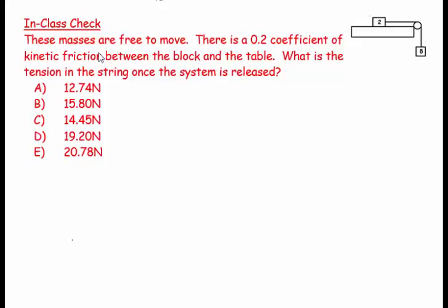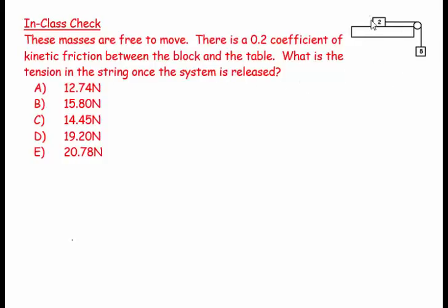Welcome. So this question says these masses are free to move. We have a 2 kilogram mass and an 8 kilogram mass connected by a piece of string. They pass over a massless, frictionless pulley, so they don't affect the problem. There is a 0.2 coefficient of kinetic friction between the block and the table. So there's some friction here, not a lot, but there is some. What is the tension in the string once the system is released?